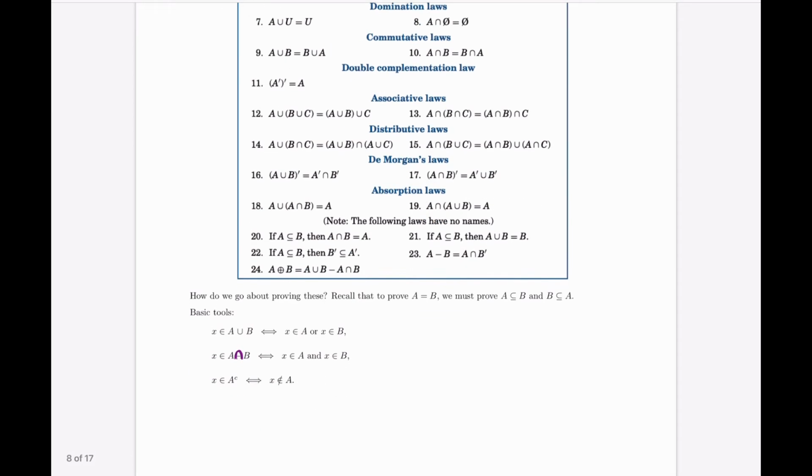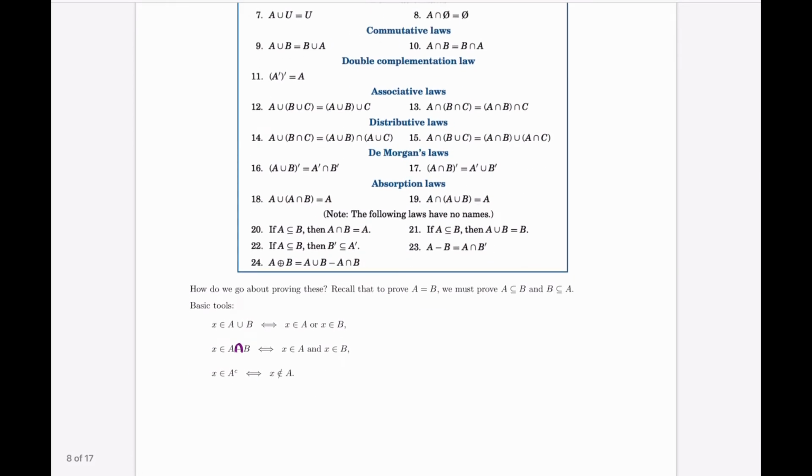In order to be able to prove these, we also have to be able to go between the set notation or the set operations and the or and the and operators in logic. So recall that these come directly from the definition of the actual set operations. The element x belonging to the union of A and B means that x is either in A or in B. So this allows us to go from the union to the disjunction.